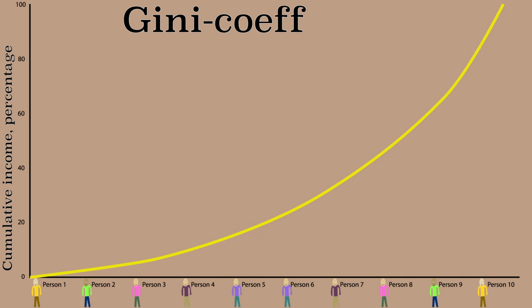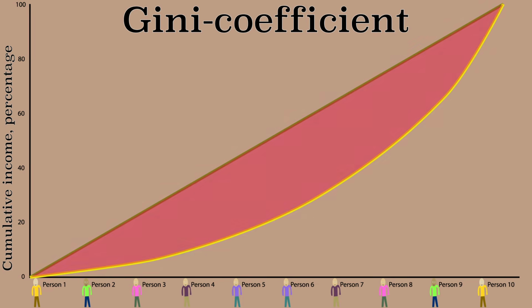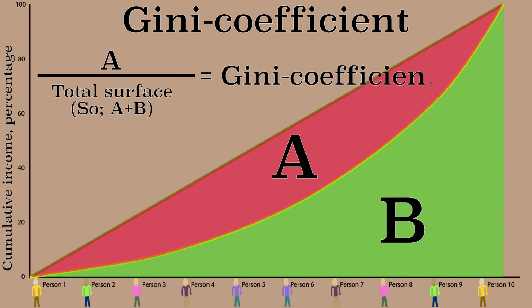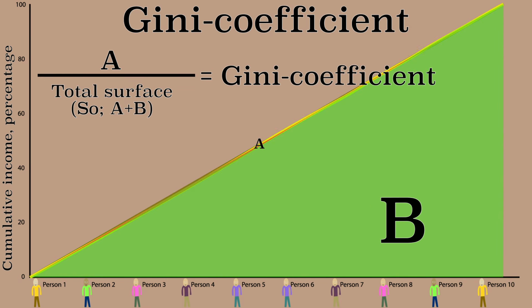We call the area from the diagonal to the real income distribution A. We call the area from the curve to the axis B. The formula for the Gini coefficient is A divided by the total area. If the curve runs diagonally, there is complete equality. Because A is 0, the Gini coefficient is also 0.